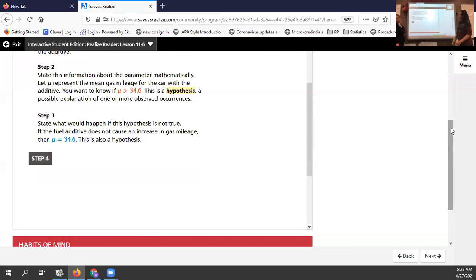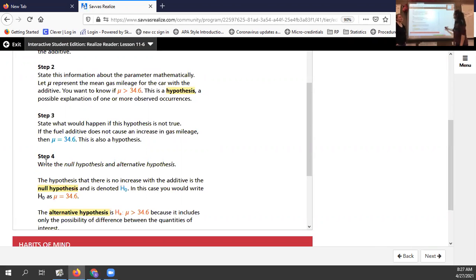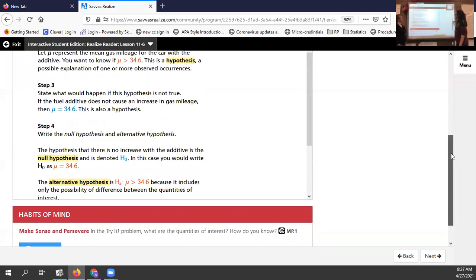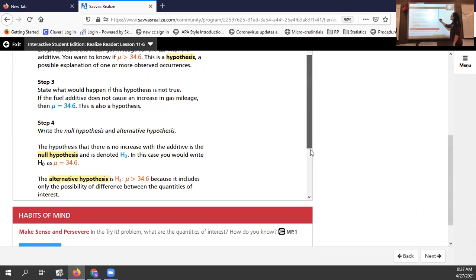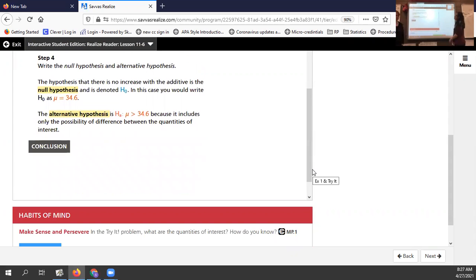Here's the brand new thing. It's called the null hypothesis. And it's saying what would happen if the hypothesis is not true. If the fuel additive does not cause an increase in gas mileage, then mu is going to stay 34.6. This is also a hypothesis. So the hypothesis that there is no change is called the null hypothesis. And then the possibility that it does something is called the alternative hypothesis.